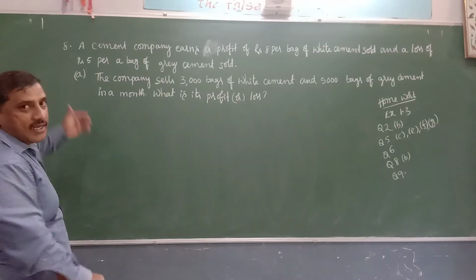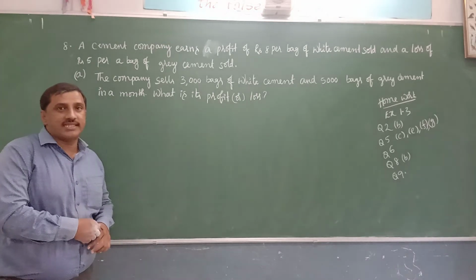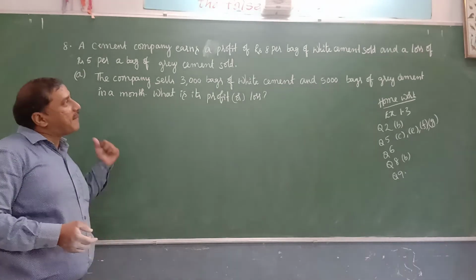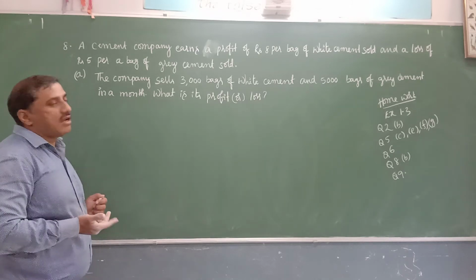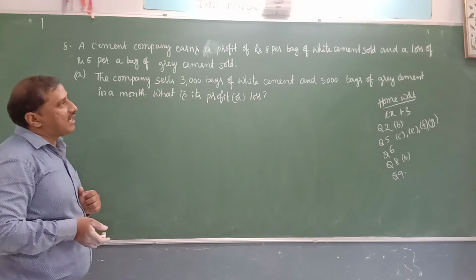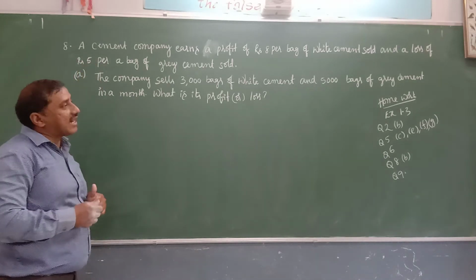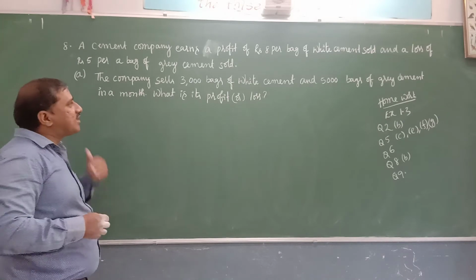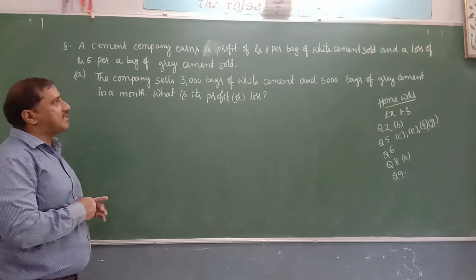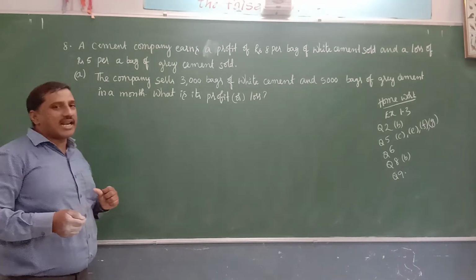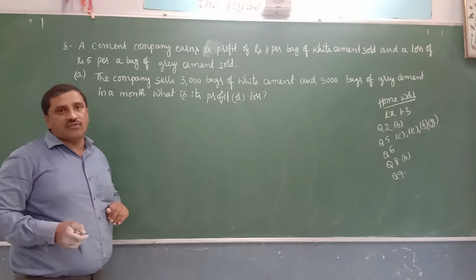Now we'll discuss question number 8. A cement company earns a profit of rupees 8 on each bag of white cement, and a loss of rupees 5 per bag of grey cement. The company is producing two types of cement, white and grey. On grey cement he is getting a loss of rupees 5 for each bag, and on white cement he is getting a profit of rupees 8.